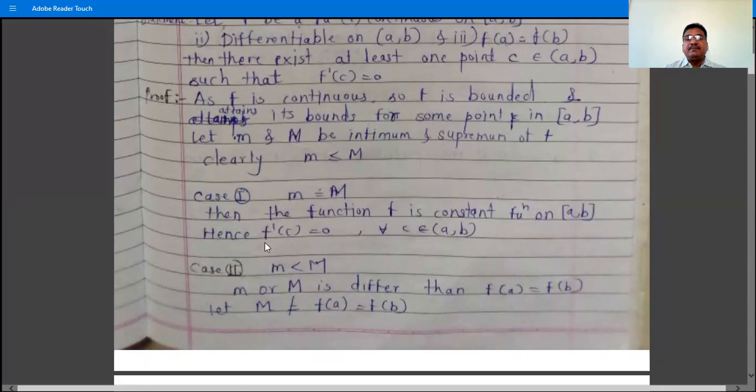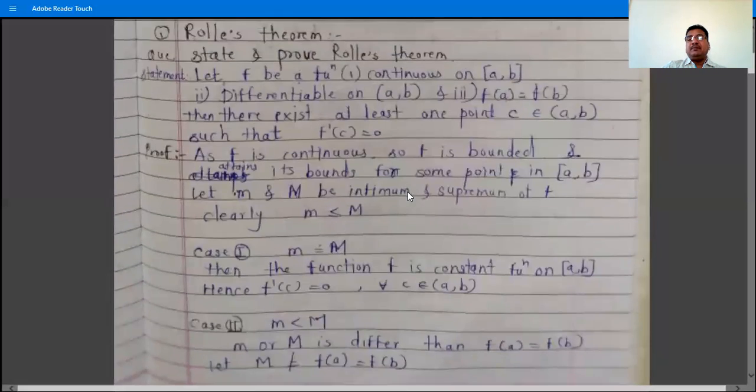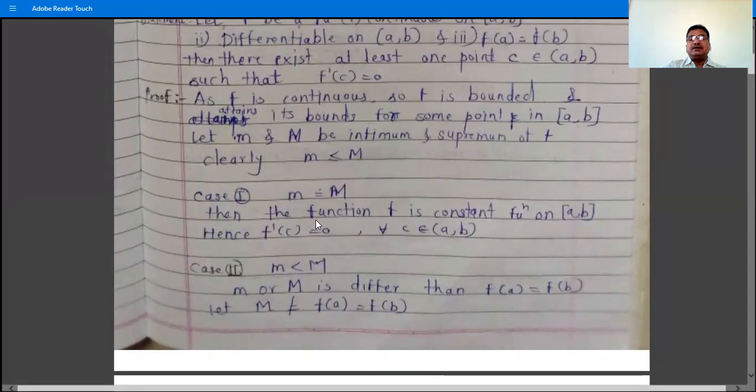Therefore the function f is a constant function on the closed interval [a, b], and therefore its derivative f'(c) is 0 for all c belonging to the open interval (a, b). The derivative of a constant function is 0 everywhere, and therefore we have infinitely many points such that at that point the derivative of the function is 0. So this statement is true: there exists at least one point, here we have infinitely many points between a and b, such that the derivative at that point is 0. That is, f'(c) is 0 for all c in the open interval (a, b), because the derivative of a constant function is 0 at every point.